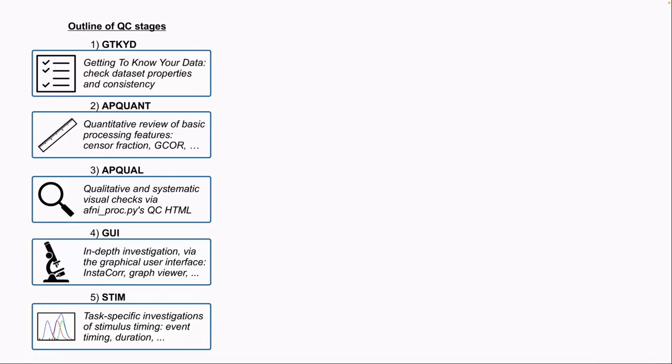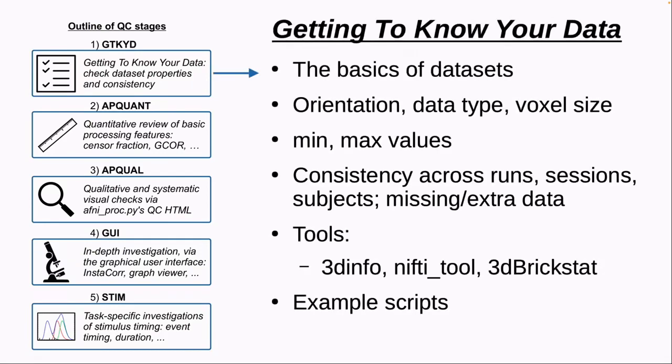So we divide up quality control into these stages. We'll go through these one at a time. The first stage is getting to know your data. This helps us find the basics of our data sets: the orientation, the data type, voxel sizes, minimum, maximum, and so on.